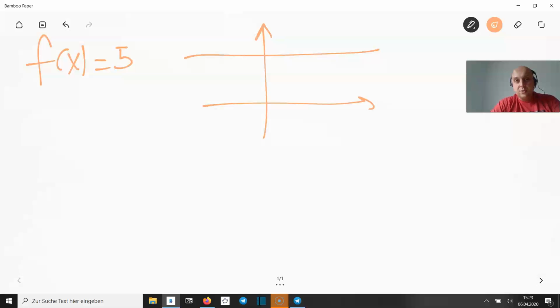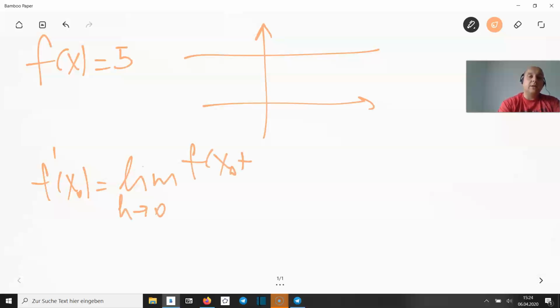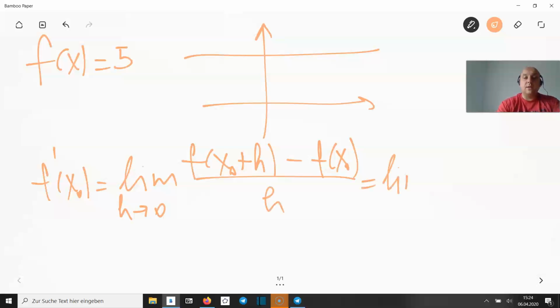If we would like to produce the first derivative doing the first principle, what is the approach? Well, f prime at x0 would be a limit, just to remind you, h towards 0. You remember, this is f of x0 plus h minus f of x0 divided over h. So in this case, we would have a limit h towards 0. Well, this function brings everything to 5. Whether we have f of x0 plus h or f of 7, doesn't matter, it's just 5. So 5 minus 5 divided over h.